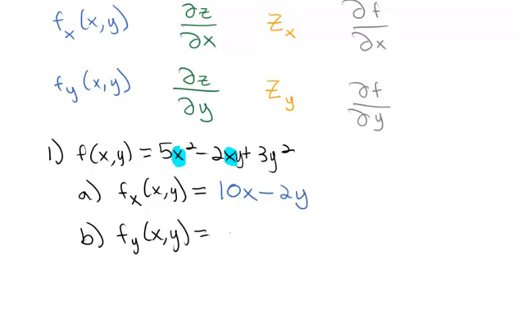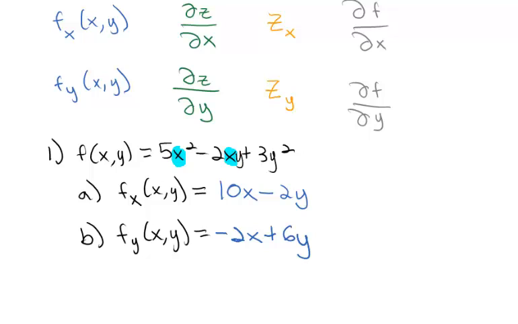Then we see the negative 2xy. The 2x is a constant, so we keep the 2x, and the derivative of y is just 1. Plus the derivative of 3y squared. Y is our variable, so we bring the 2 out front, and we get 6y. And so we get the partial derivative with respect to y is negative 2x plus 6y.